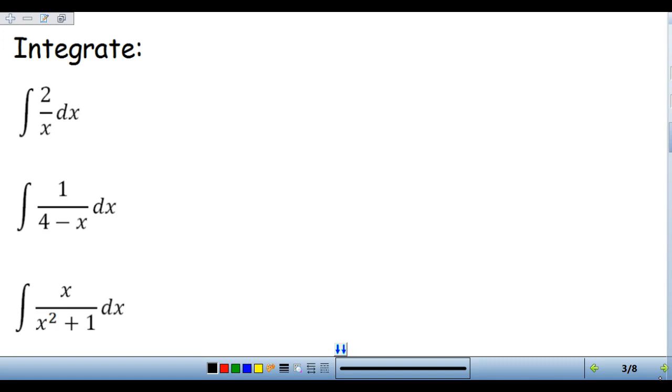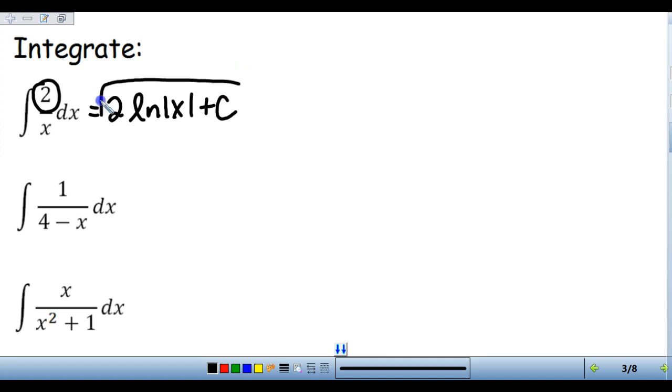Alright, so let's go ahead and see this rule in action. If I want to integrate 2 divided by x, I just have this extra constant of 2, so that'll integrate to 2 natural log of the absolute value of x plus c. Remember that we're doing indefinite integrals, so you do need to have your plus c at the end of these.